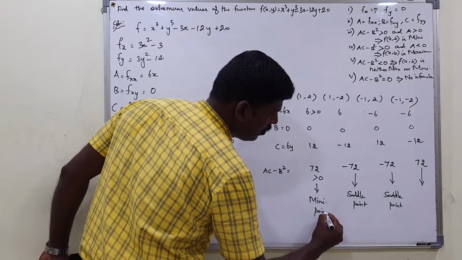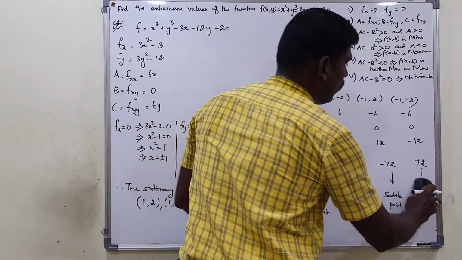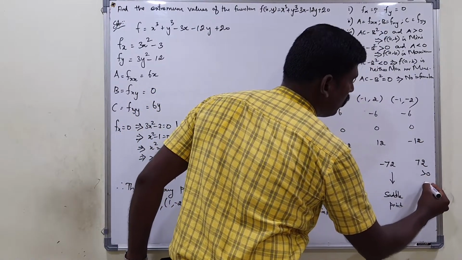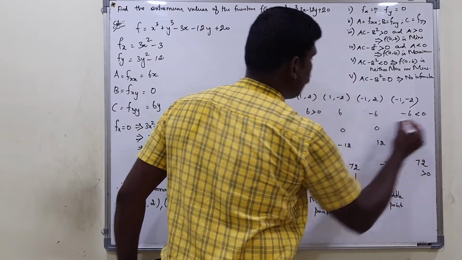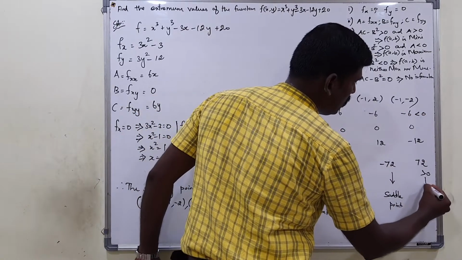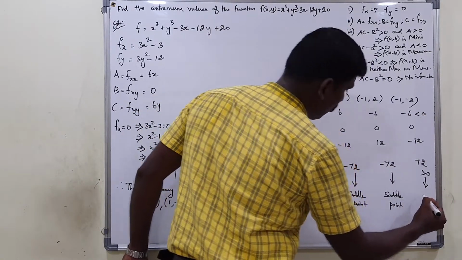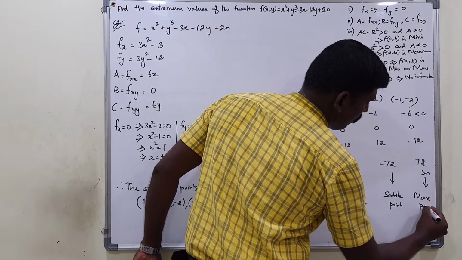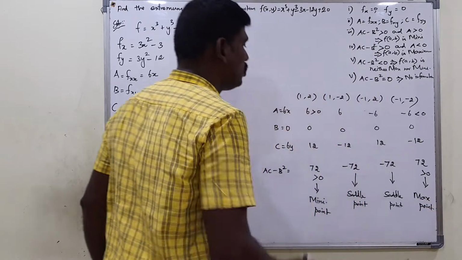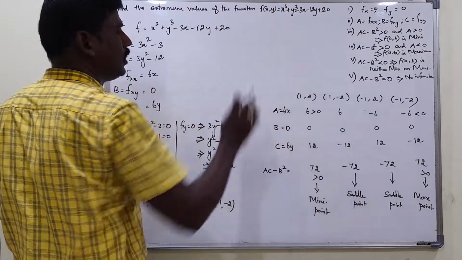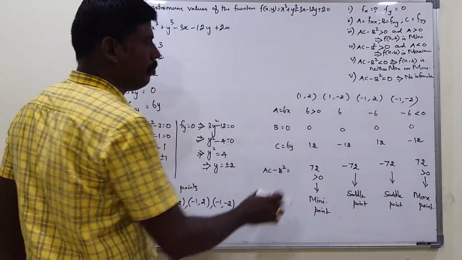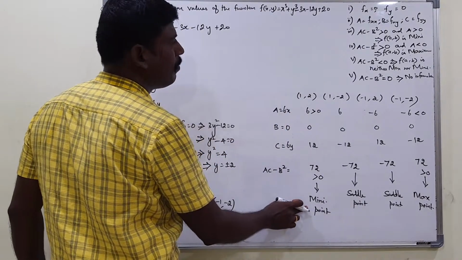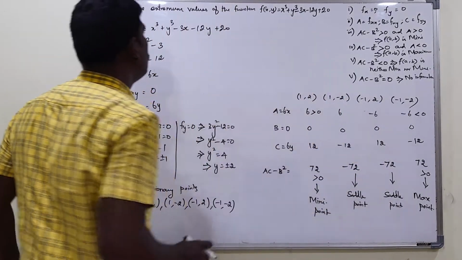Same like that here, AC minus b square is positive, isn't it? 72 is a positive one. At the same time, the value of A is negative. So this point is called a point of maximum. Substitute these 2 points into the given function, you can get maximum and minimum. If you substitute this point into f of x, you can get the minimum value. Substitute this point, you can get the maximum value.